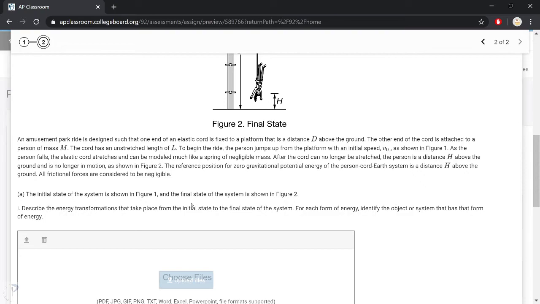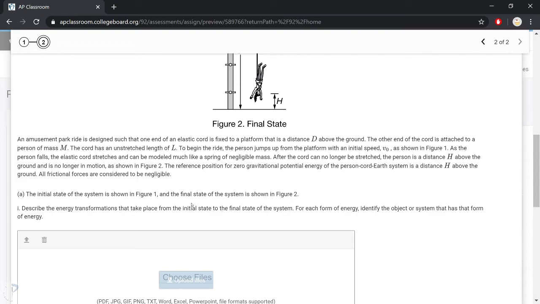An amusement park ride is designed such that one end of an elastic cord is fixed to a platform that is a distance d above the ground. The end of the cord is attached to a person of mass m. The cord has an unstretched length of L. We kind of did this bungee cord style problem.